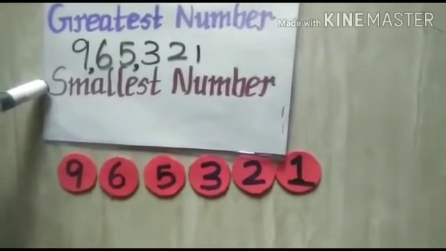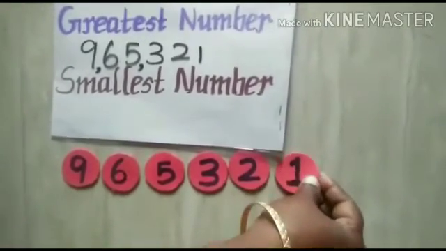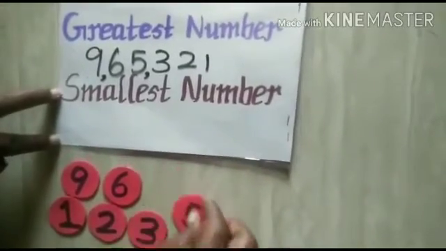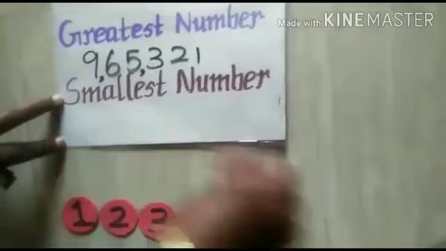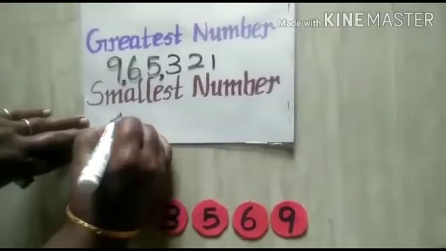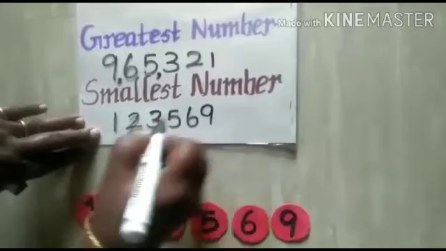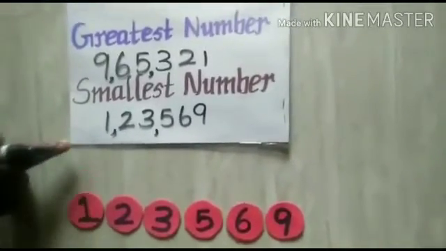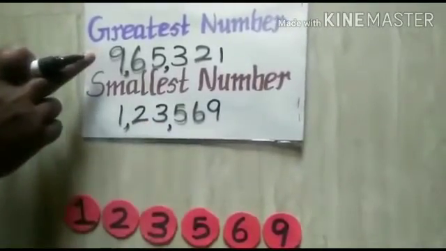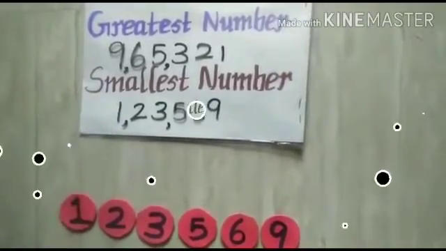When coming to smallest number, you have to arrange the digits in ascending order. That is small number to big number. What you have to do? Just reverse the numbers. Starting from here, 1, 2, 3, 5, 6, 9. Is it in the ascending order? Yes. Now you write this number: 1, 2, 3, 5, 6, 9. Place the commas. Now read the number: 1,23,569. Now you have formed the greatest number and smallest 6-digit number.